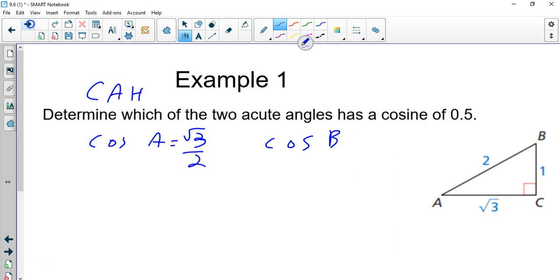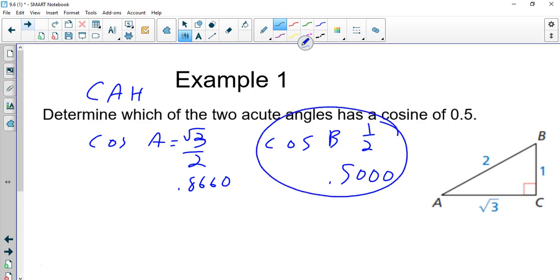That's root 3 over 2. For the cosine of B, the adjacent is 1. And the hypotenuse is still 2. Well, you can clearly see what this is, but we'll do the decimal anyway. This is 0.8660, and this is 0.5000. So, which one has a cosine of 1/2? That would be B.